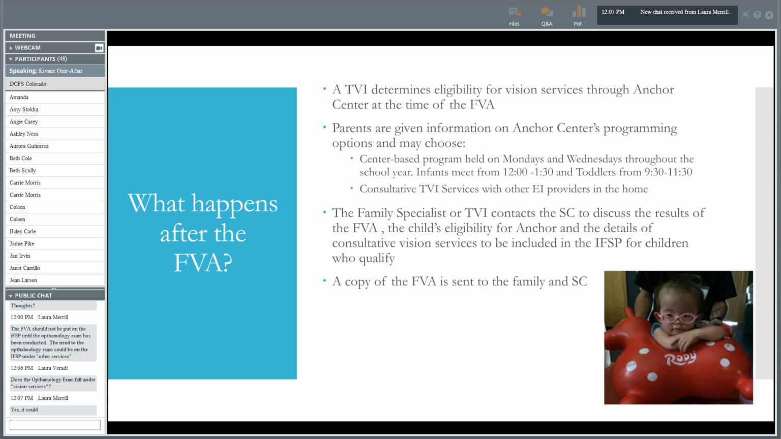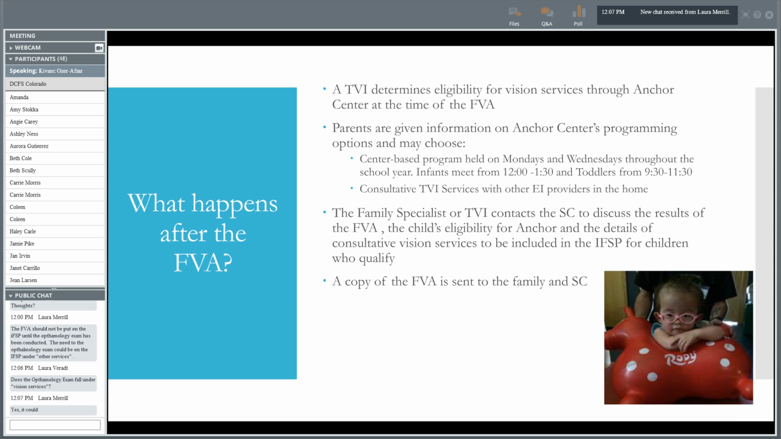So what happens after the functional? Functional vision assessment is the only way for the TVI to determine the eligibility for vision services through Anchor Center. If the functional vision assessment determines that the child would benefit from receiving services from us, then I would meet with the families and give them the options of the programming.